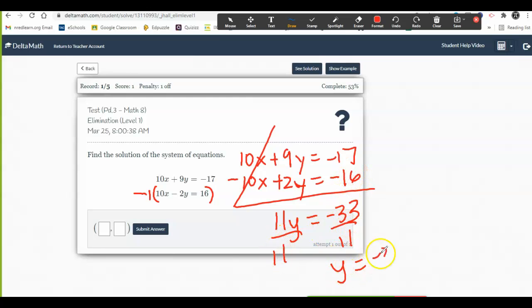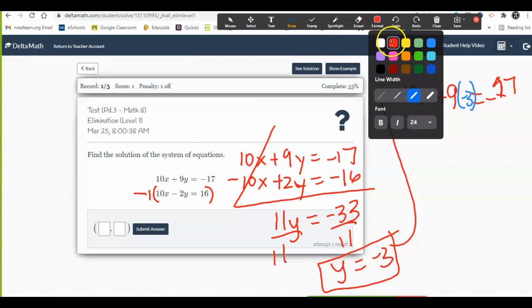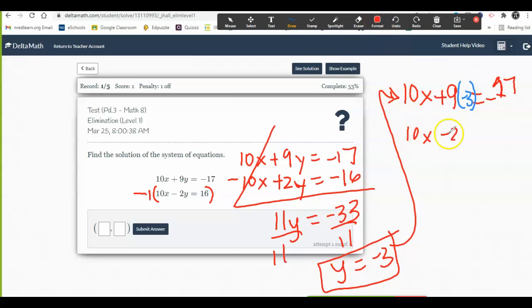My first solution is negative 3 for the letter y. Again, go back to the start. Choose one sentence. I'll happen to choose the top sentence. It doesn't matter. And erase and replace the correct number. So I need to erase the letter y, and I need to replace it with the correct value, which is negative 3. So that gives me 10x minus 27 equals negative 17.